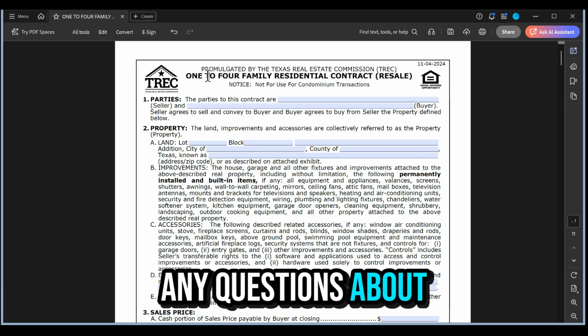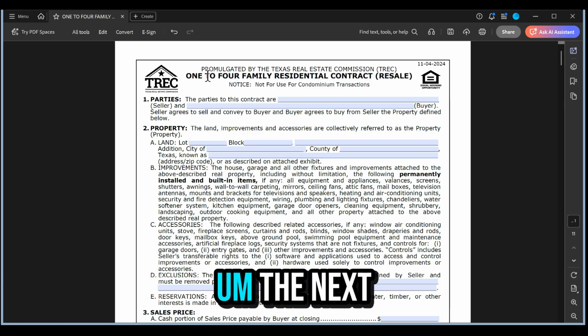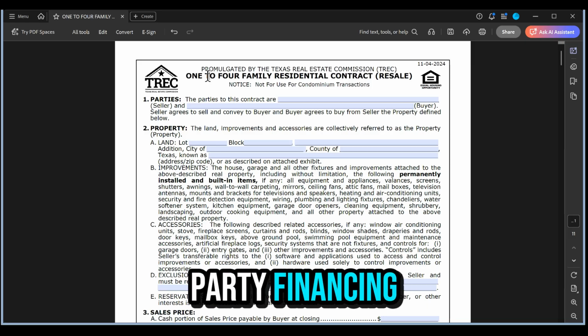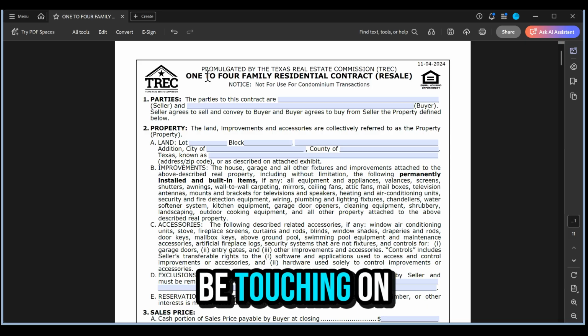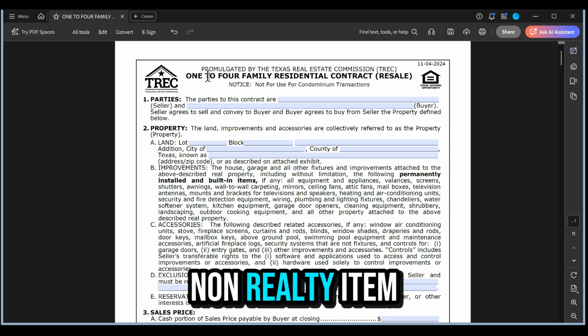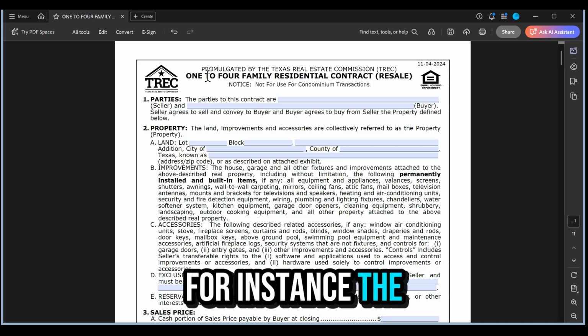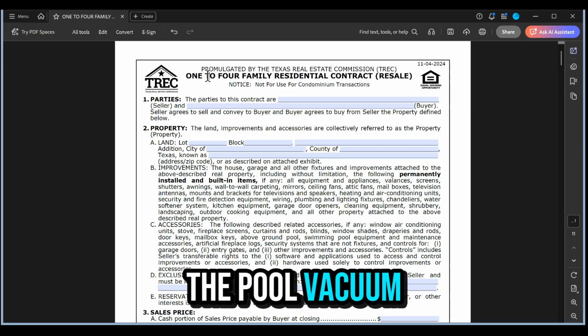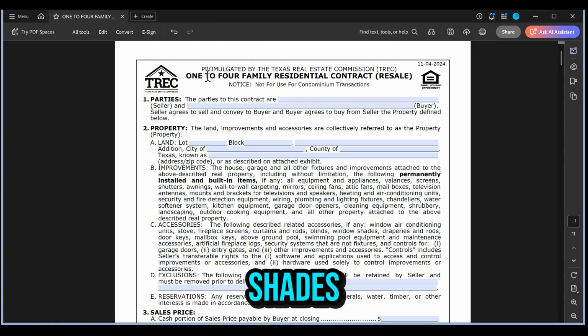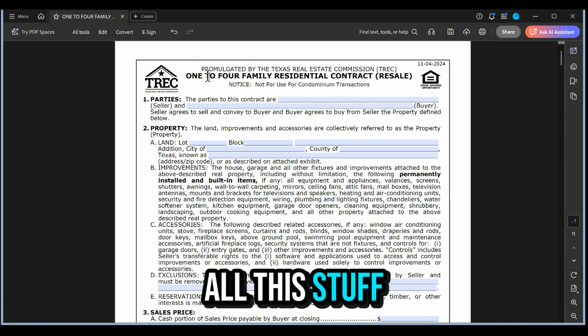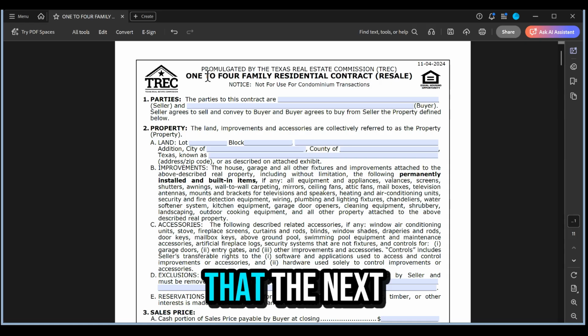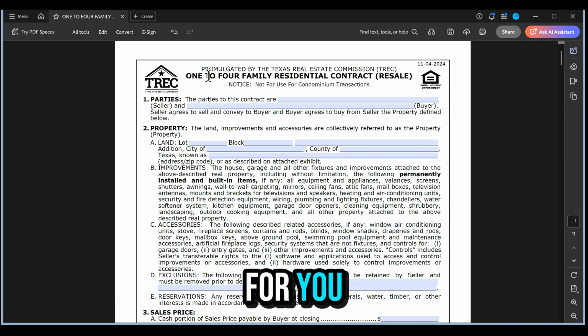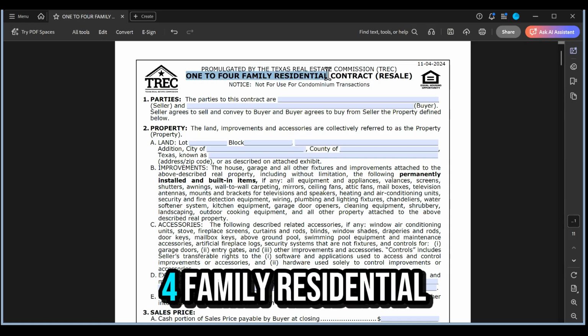If you have any questions about reading this contract, the next video I'll be talking about third-party financing. We'll also be touching on a little bit of the non-realty item addendum, like, for instance, the pool vacuum cleaner, the shades, the blinds. All this stuff will be in the non-realty item addendum. We'll talk about that in the next video. But this is a good start for you to understand how to read a 1 to 4 family residential contract.